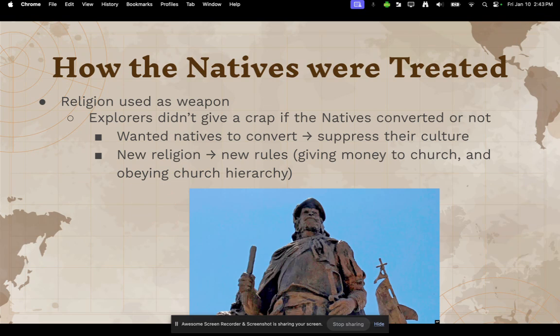So when the natives would convert to Christianity, that meant all of a sudden they had to play by Christianity's rules, which would then suppress their native culture that they probably have been practicing for hundreds, if not thousands of years. New religion also meant new rules, such as forcing the native population to give money to the church and obeying the church hierarchy.